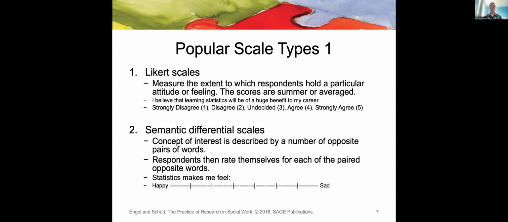Then another type is the semantic differential scale. This is where you're anchored less by a particular number, and more simply on a binary, like happy to sad. So, statistics makes me feel happy, or does it make me feel sad? They can choose where along that line they would fall, and then they would indicate that, probably with a number. And so they rate themselves based on those opposite words.